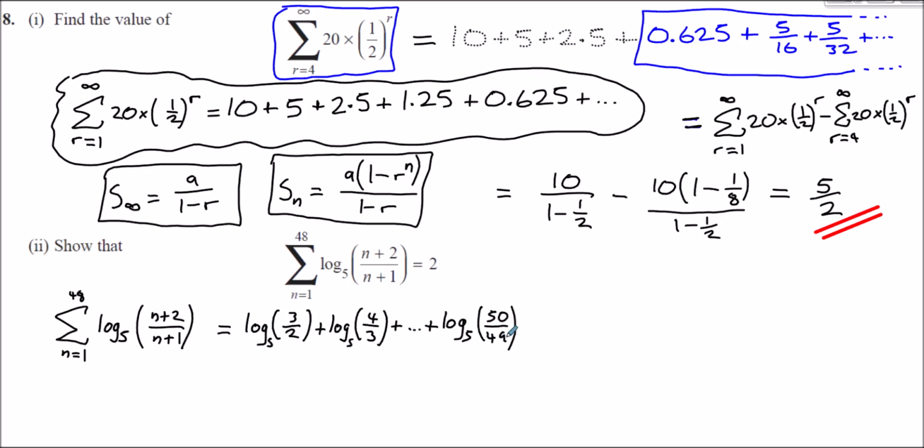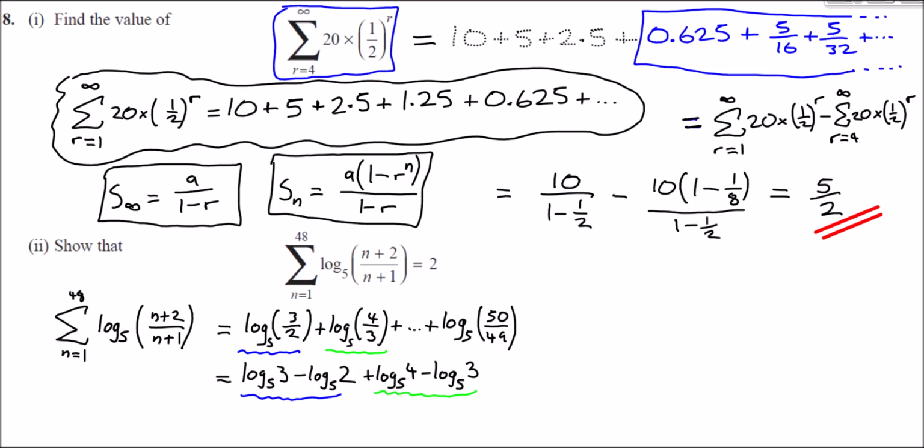Now, so far, this doesn't look particularly helpful. However, if we just think about the laws of logs, the log of one thing over another is the same as log of that thing minus log of the denominator. So log base 5, 3, minus log base 5, 2. That's what the first term would be. The second term, splitting this into two separate logs, will be log base 5, 4, minus log base 5, 3. And keep going and going.